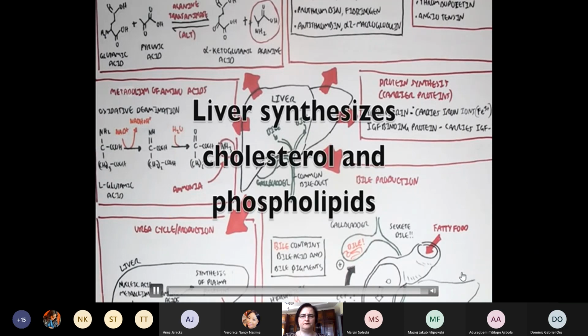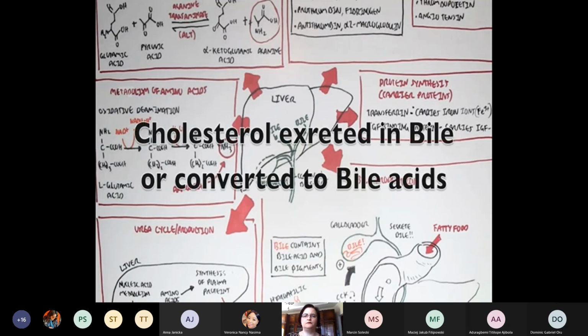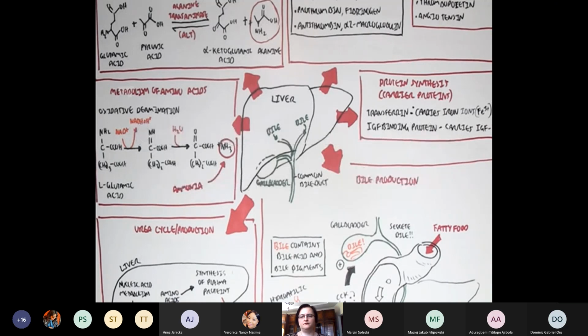Phospholipids are the main part of lipoproteins. Phospholipids essentially make up most of the cell membranes we have. Cholesterol is important for the body in many respects. If there's too much cholesterol, however, the body will secrete it, either in bile or cholesterol will be converted into bile acids because they have similar structure. And then this will be secreted in the intestines and be excreted as feces.